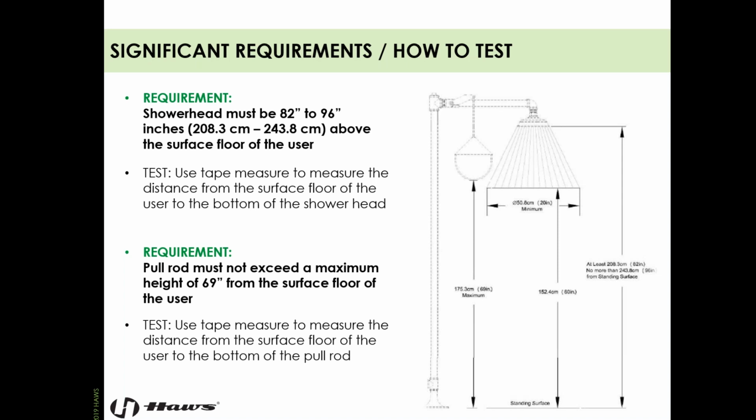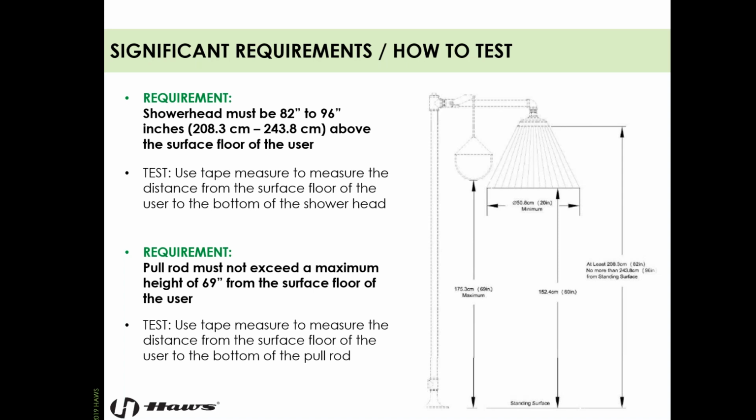Now the pull rod has to meet a similar requirement, but it's just a maximum height. So the pull rod cannot exceed a maximum height of 69 inches from the floor. Just use the tape measure, measure up to the bottom of the handle, make sure it's no higher than that.